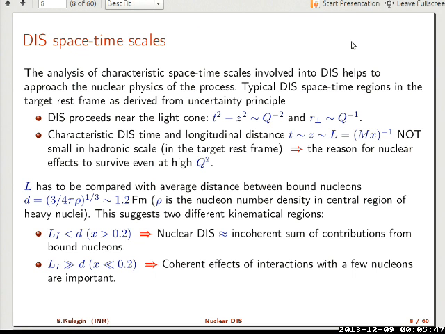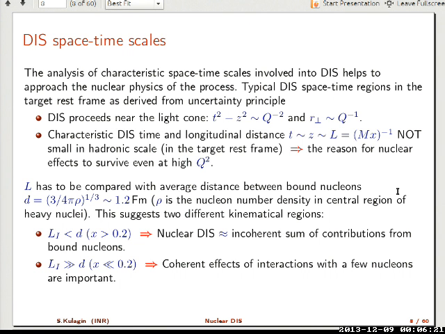So they are not suppressed by large momentum transfer in the lab frame, but are of the order of hadronic scale, and are given not by the momentum transfer, but by the Bjorken X. So this is just a simple exercise.